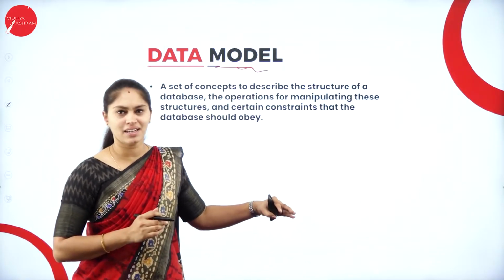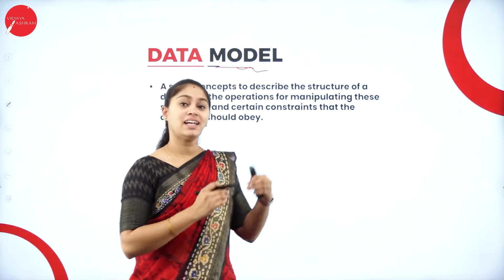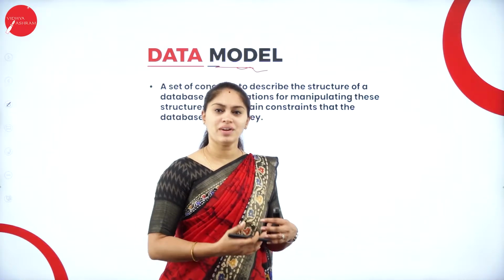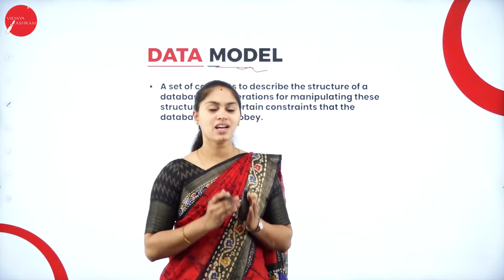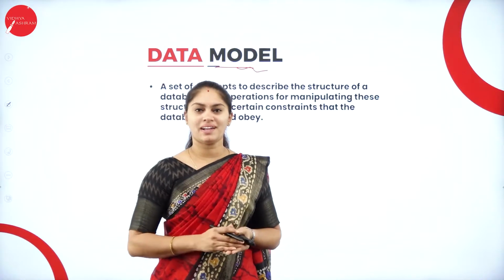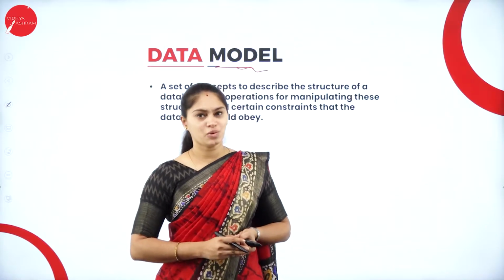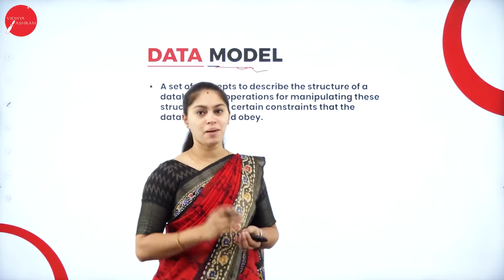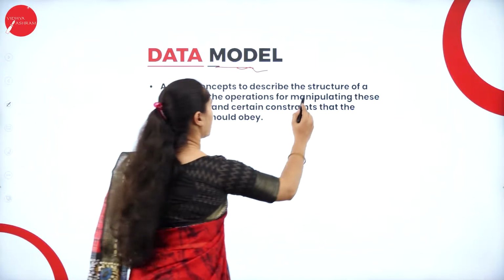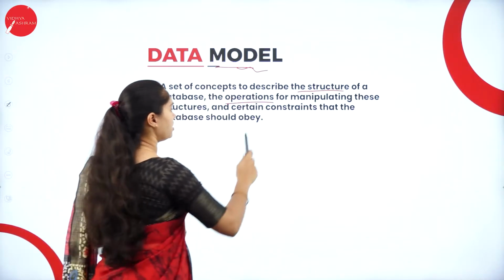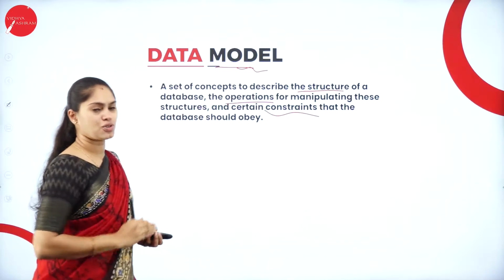What is the main thing here? We are suppressing the detailing of the data, how it is working internally. Instead, we are just giving how to get a benefit out of that data. That is what data model or data abstraction is all about. When it comes to the data model, you have to remember three keywords here. What is the first one? That is the structure of a database, and also operations for manipulation, then constraints that need to be obeyed.